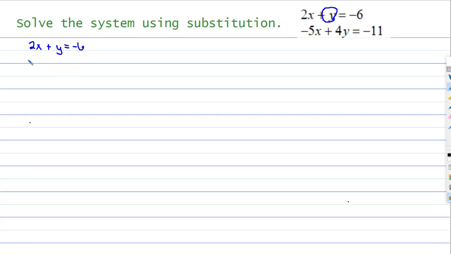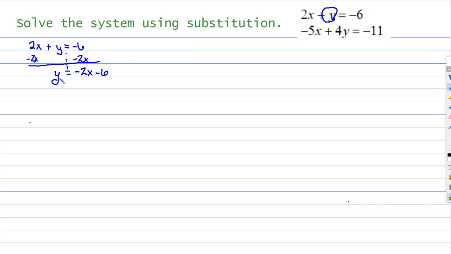When we move things around, we want to move that 2x to the other side. And when we cross that wall, it changes operations. It does the opposite operation, so addition becomes subtraction. That gives us y is equal to -2x minus 6. I like these in order with the variable first. It keeps us organized and keeps you from making more mistakes.